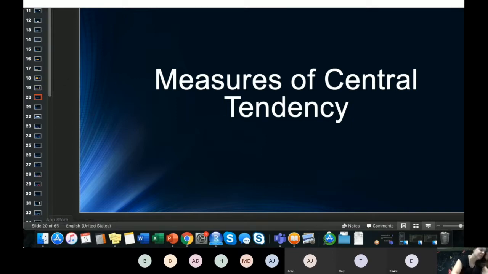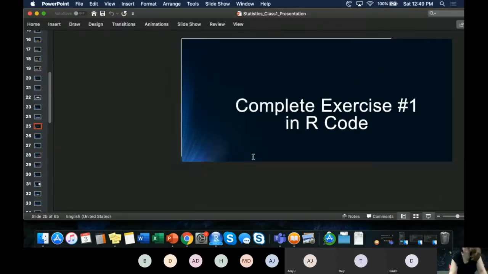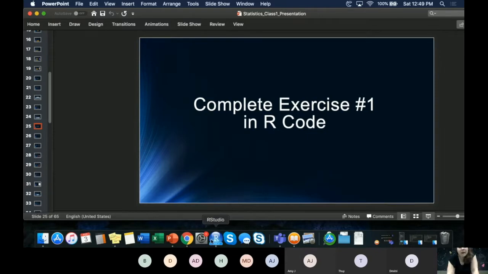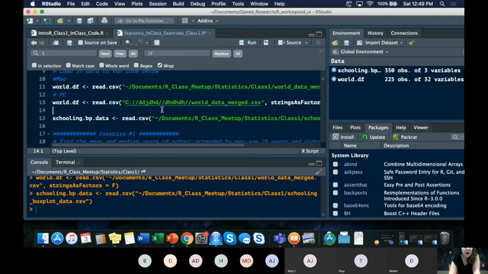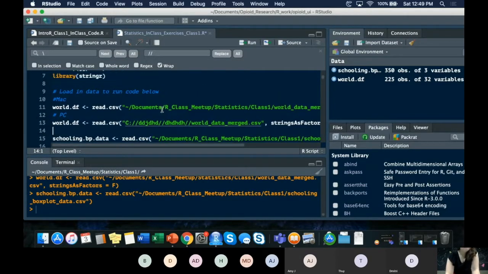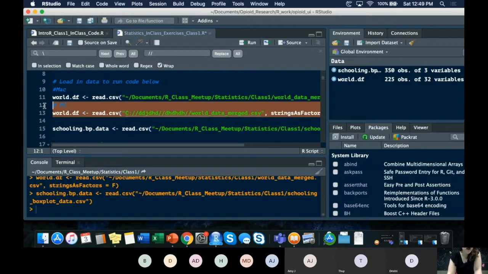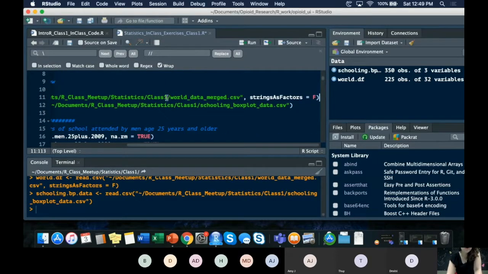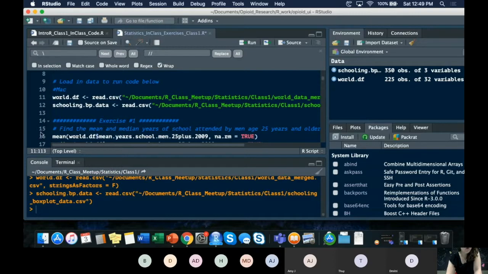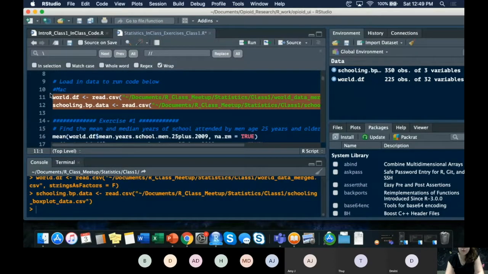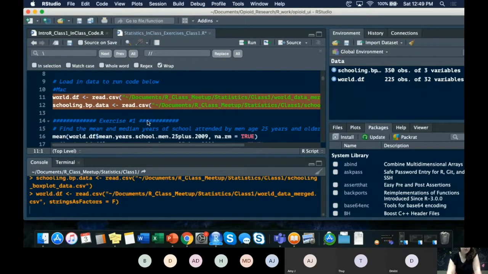My computer froze. Lovely. There we go. It's just slow. Okay, so we're going to go into RStudio. So I'm assuming all of you have run these two commands. I think the recording is slowing down my computer.